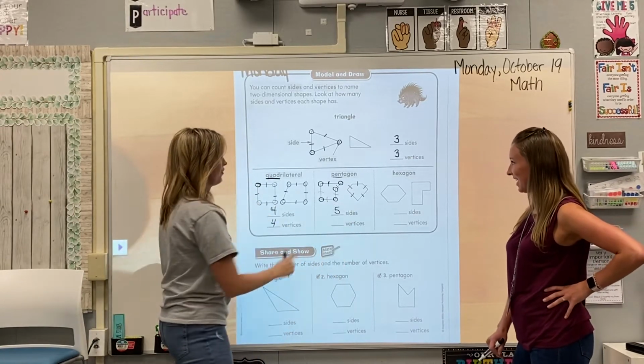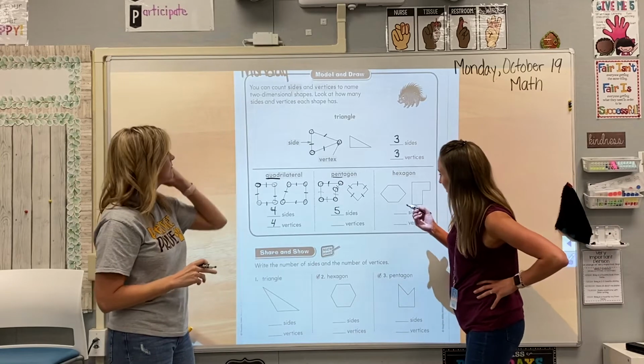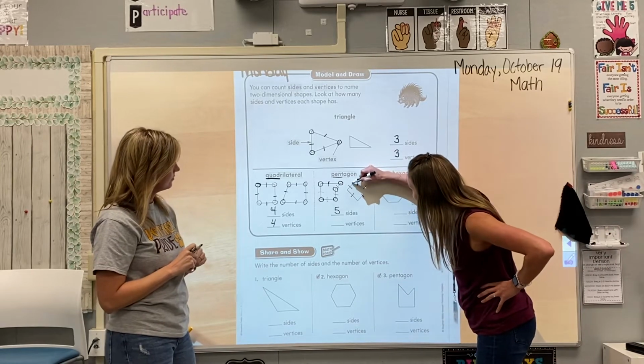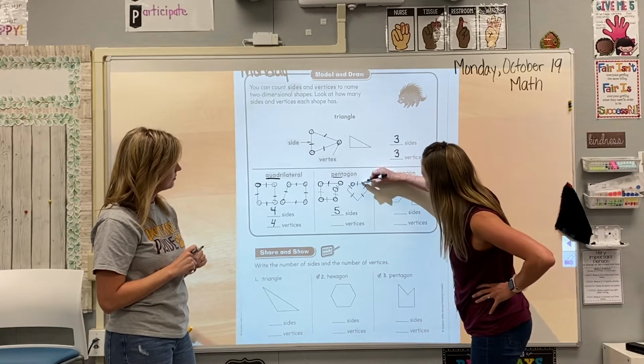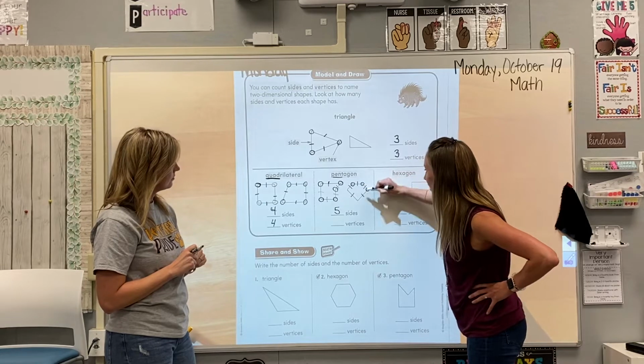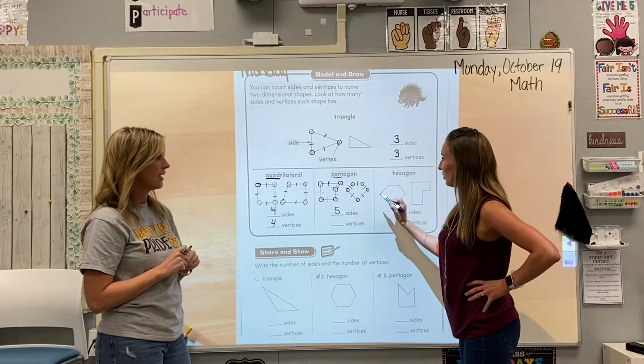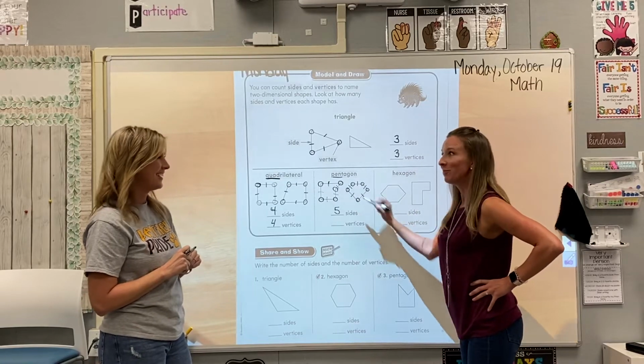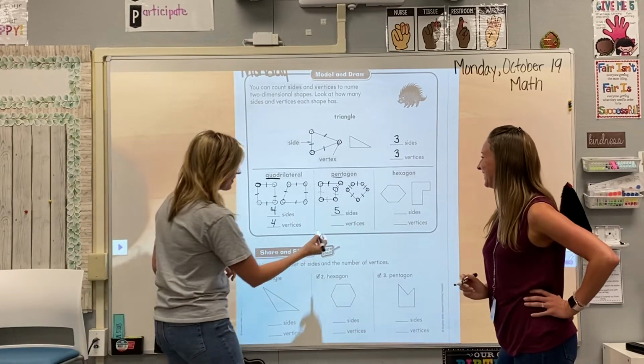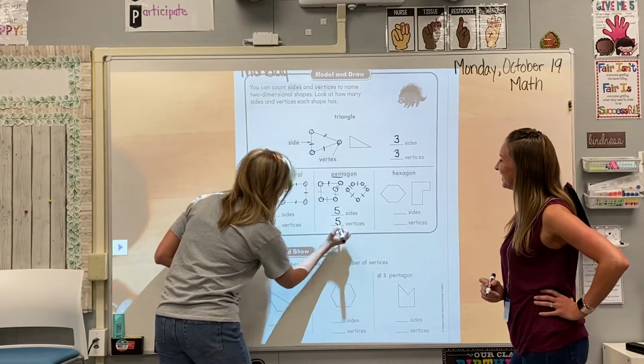Okay. How about you do that one for us? All right, they look kind of close together, but I'm going to start over here. There's 1, 2, 3, 4, 5. This one reminds me of a baseball field. It does. All right, so 5 sides and 5 vertices.